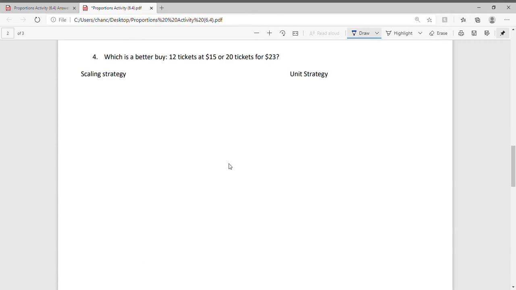Question 4. Which is a better buy? 12 tickets at $15 or 20 tickets at $23? For this question, let's use 2 different strategies. The first strategy is called the scaling strategy. For this, we want to make sure we can compare by setting the tickets at the same number. So we know 12 tickets is equivalent to $15. And I also know 20 tickets is equivalent to $23.